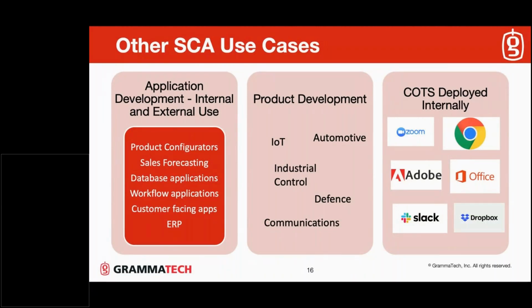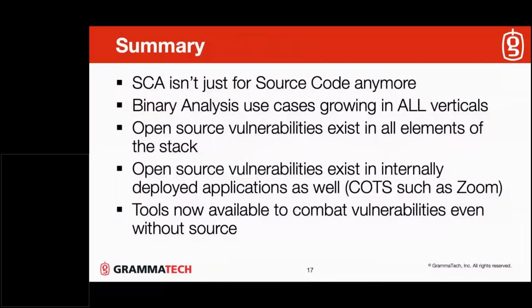So I guess before we get to demo, quick takeaway message is, software component analysis and composition analysis has typically been focused on source code. It isn't anymore. We can see use cases in pretty much every vertical that we've dealt with. And certainly we see open source vulnerabilities in pretty much any application that we've thrown at CodeSentry. So they're in internal applications as well as commercial off-the-shelf software.